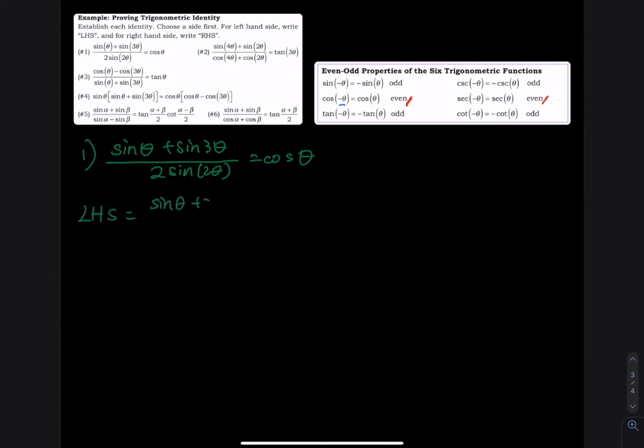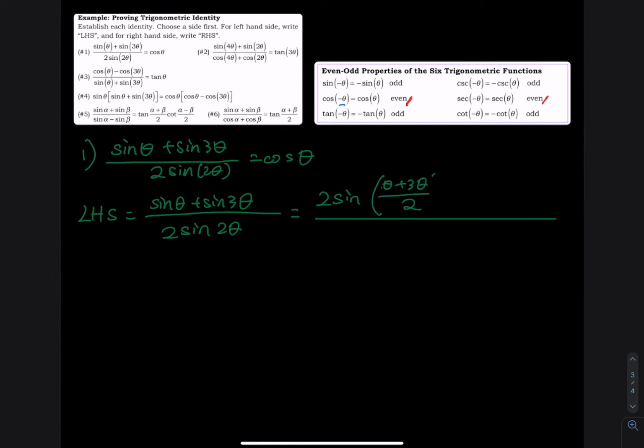Sine theta plus sine of 3 theta divided by 2 times sine of 2 theta. And then you can apply the sum to product on top, right? So that is equal to, the line is straight, 2 times sine of (theta plus 3 theta) divided by 2, alpha plus beta divided by 2, and then cosine of (theta minus 3 theta) divided by 2. The bottom, let's not do anything, just 2 times sine of 2 theta. And then you can see that these 2 and these 2 will be cancelled.